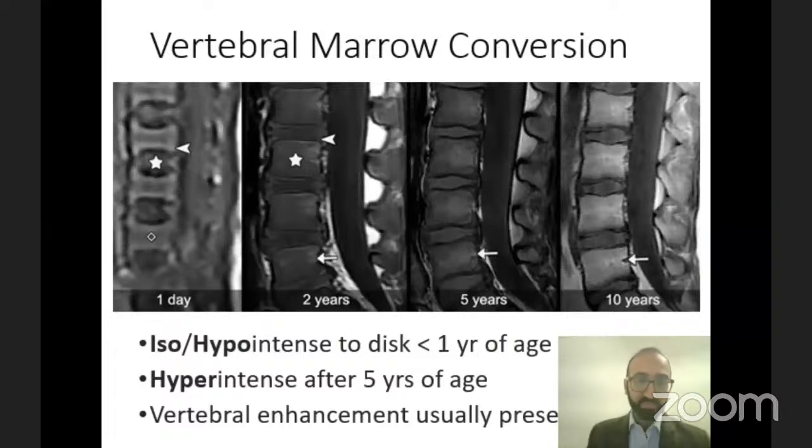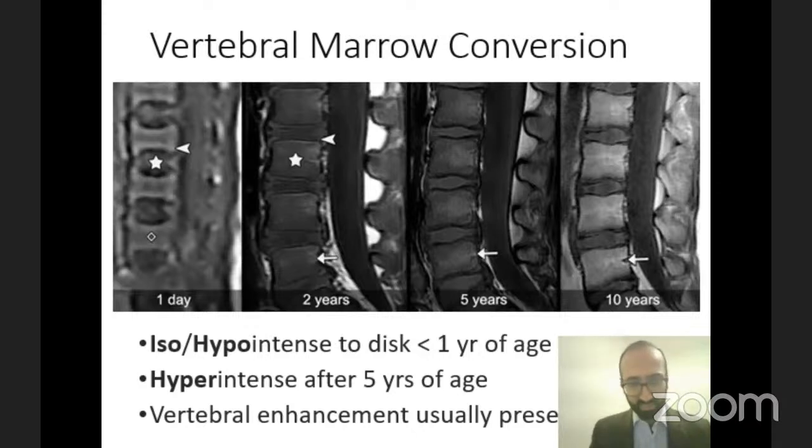So in the spine, this process starts around the basivertebral veins. So that's this little segment here. So you'll get increased T1 signal here first. That's where the conversion of red to yellow marrow is going to occur. Now, before the age of 5 years, on T1 images, normal marrow, that's red marrow, can appear isointense or hypointense to the disc, but certainly in children who are 5 years or older, in most children of that age, the red marrow in the vertebra should be higher in signal than the adjacent disc.